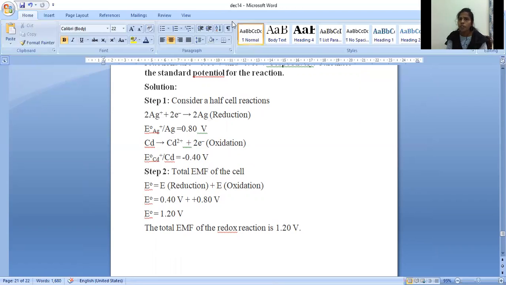Now, thank you. So with this, we have completed the electrochemistry part. In the next class, I am going to start the batteries. In the batteries, we have only 2 to 3 topics. So we will finish the batteries in 2 to 3 classes.